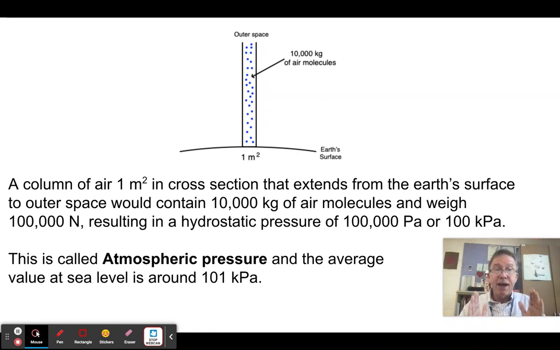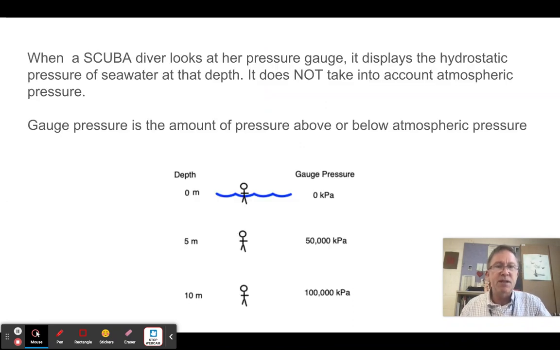We're just worried about the fact that the atmosphere does exert a pressure. Okay, and that pressure at sea level is roughly 100 kilopascals. Okay, so let's try this.